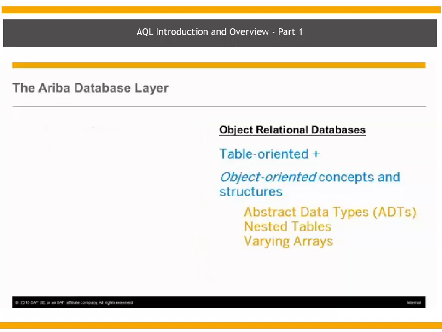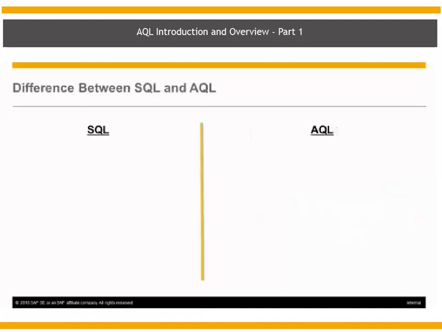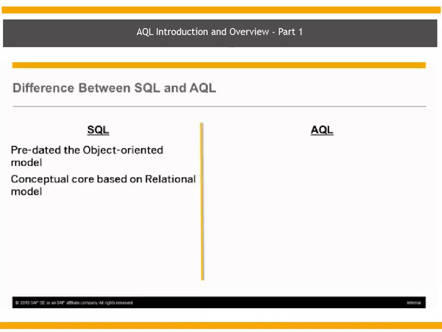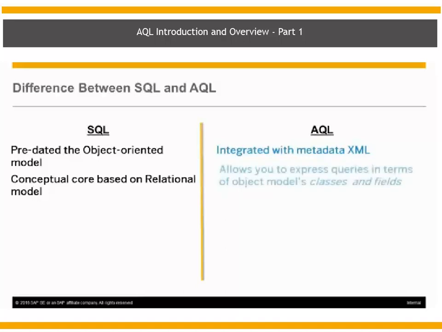Now that we know what type of database we use and what it's designed to support, let's talk about the language we use to call forth the data from our database. While traditional structured query language, or SQL, can be used in Inspector, SQL was not created with the object-oriented model in mind. The object-oriented database model was developed after SQL, and SQL draws much of its conceptual core from the relational model. The main advantage of AQL over standard SQL is that it is integrated with the metadata XML, or data definitions, and thus it allows you to express queries in terms of your object model's classes and fields. Metadata will be explored further in Module 2.